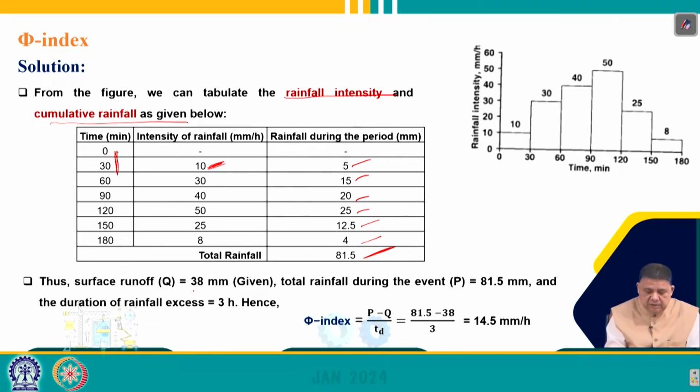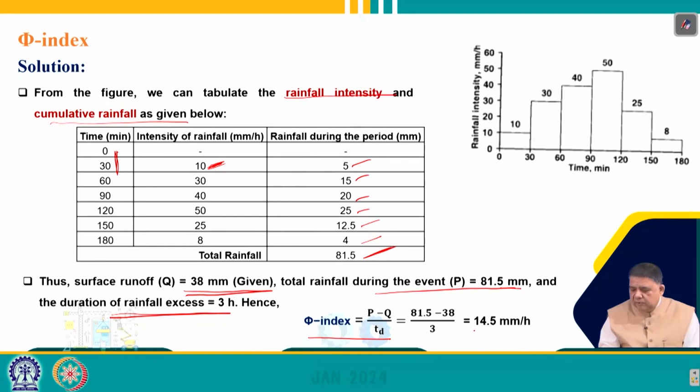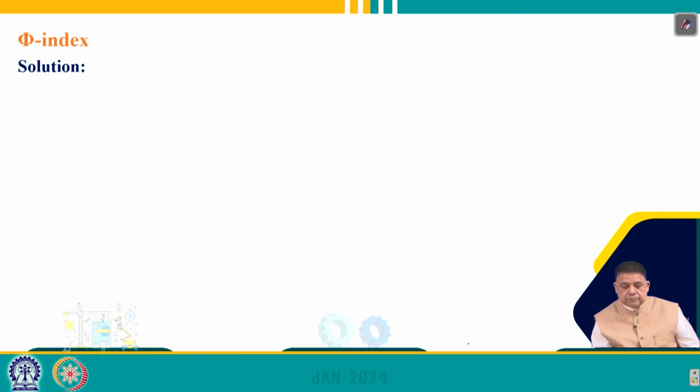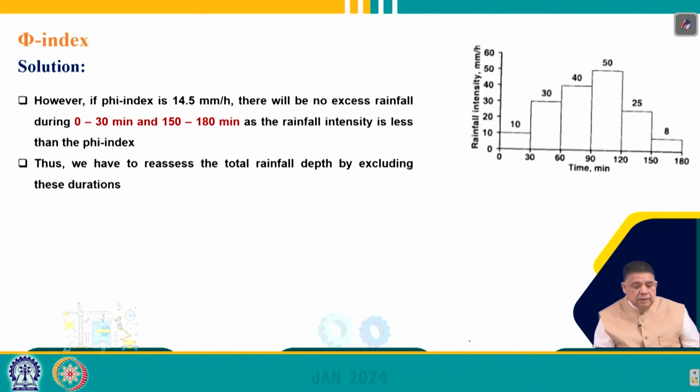The surface runoff already given is 38 mm, and the total rainfall during the event we found is 81.5 mm, and the duration of rainfall excess is 3 hours. So we can calculate the first approximation of the phi index, P minus Q by TD, and that value comes out to be 14.5 millimeters per hour. This is where we will plot the phi index value.